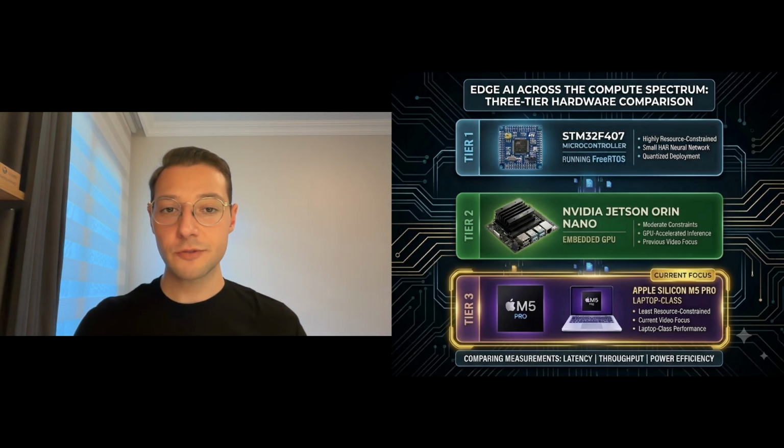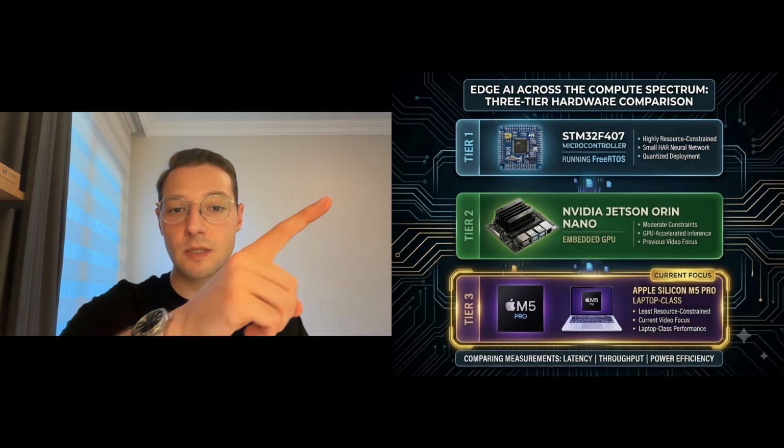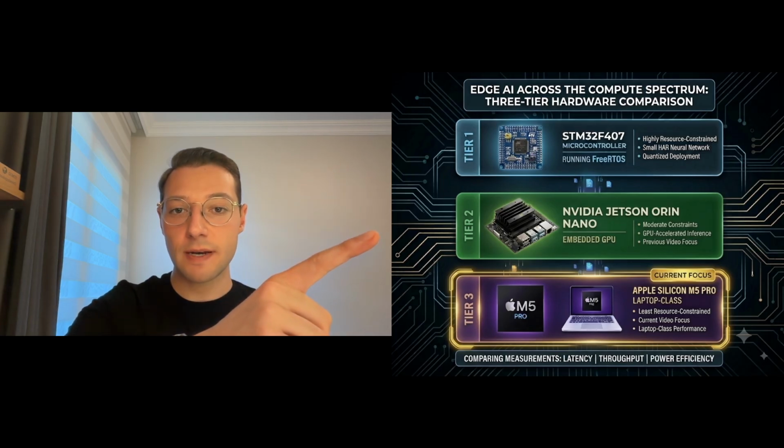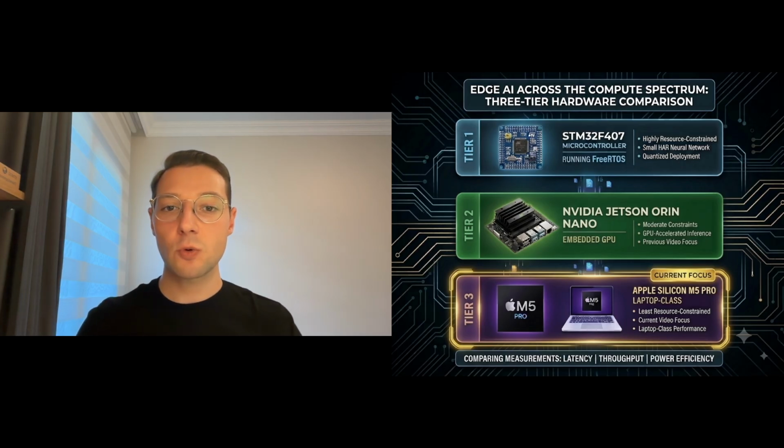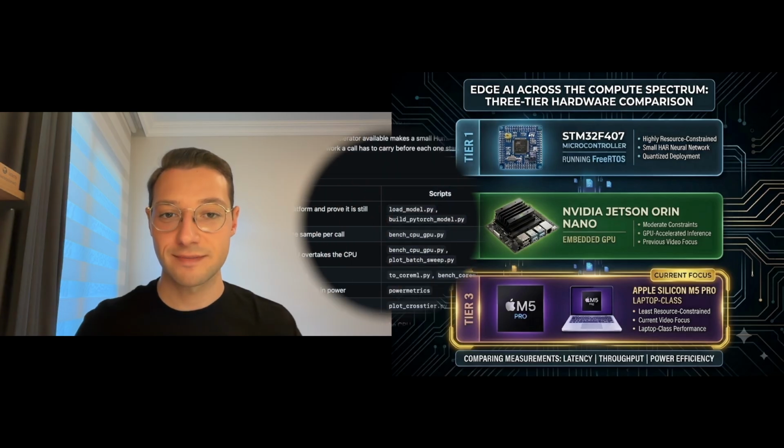Tier 3 differs from the two before it in one specific way. The STM32 only has a CPU. The Jetson has a CPU and a GPU. The M5 Pro chip has a CPU, a GPU, and a third unit which is the Apple Neural Engine, built specifically for machine learning inference. So this tier asks a narrower question than the previous ones. When a platform offers several kinds of accelerator, does a small model benefit from any of them? And if not, how much work does a call have to carry before each one starts to pay off?